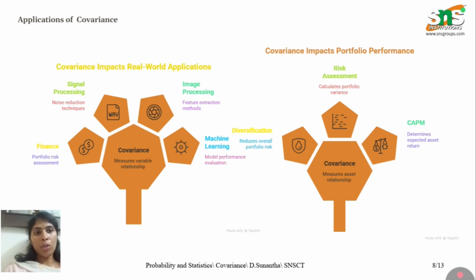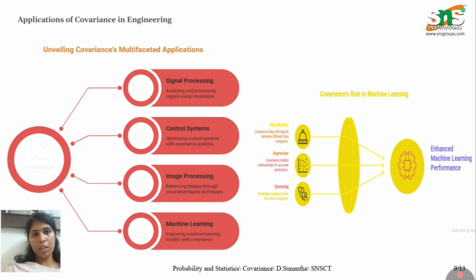Next is diversification. This also reduces the overall portfolio risk. This is used in calculating portfolio variance. It is also used in determining expected asset return. So here are the multi-phased applications. In signal processing, it is used for analyzing and processing signals. Next, in control systems, we can use covariance for optimizing control systems. In image processing, enhancing images through covariance based techniques. Next, in machine learning, it is used to improve the models.